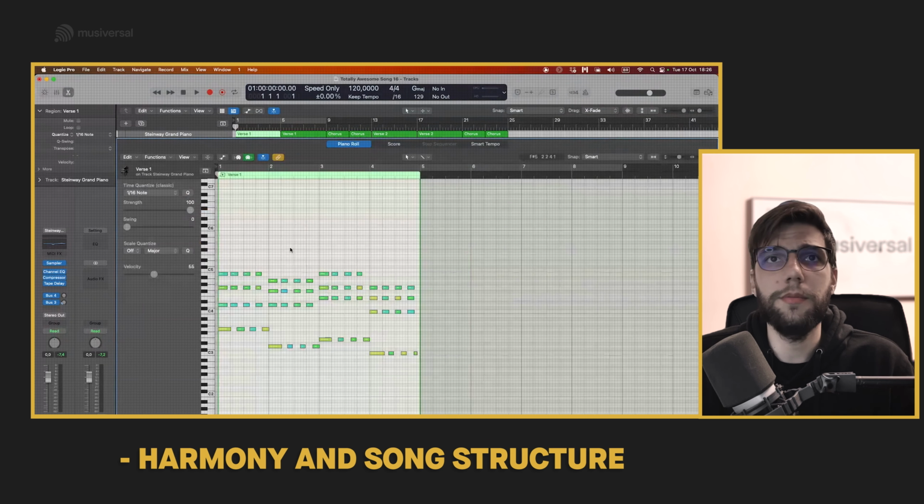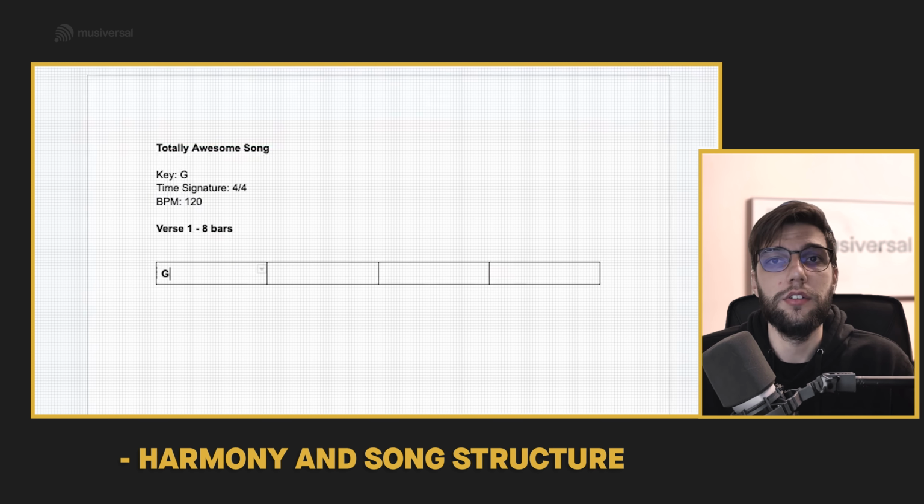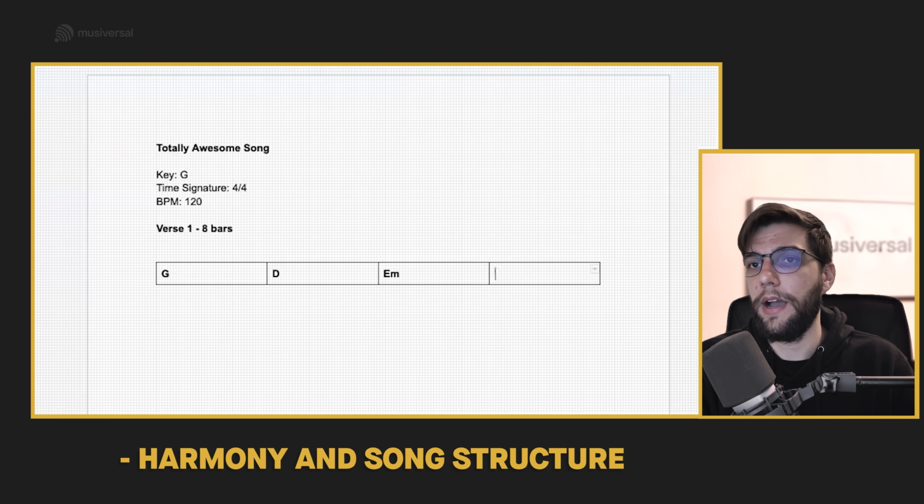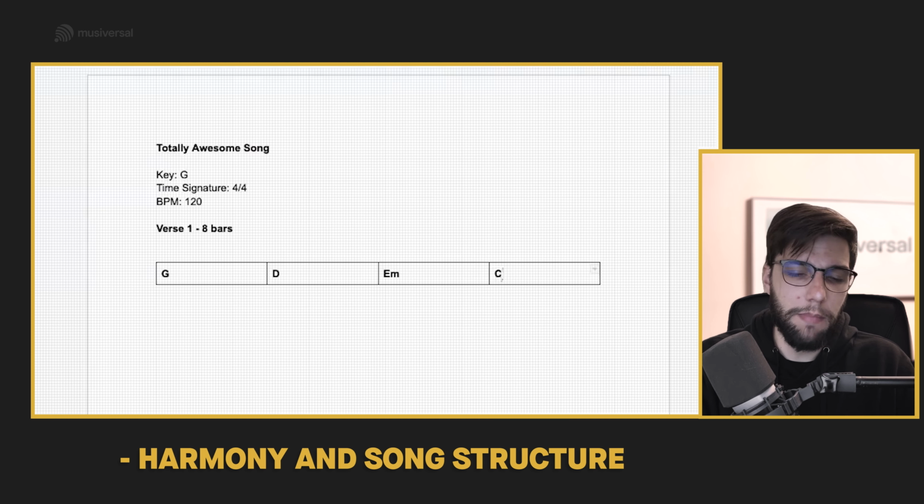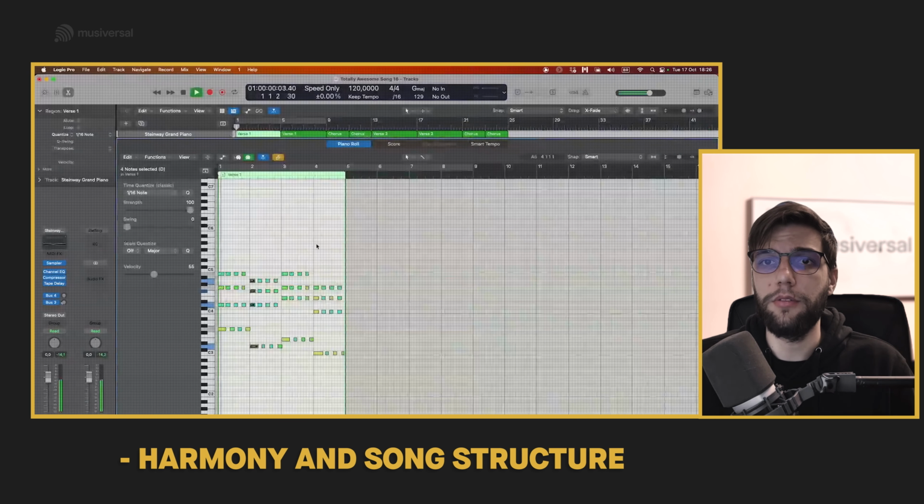So I can just come here to my verse and find out that the first chord that is playing is a G. And then the next chord I know it's a D, followed by E minor, and we come back to C. All right, so let's just check that out.